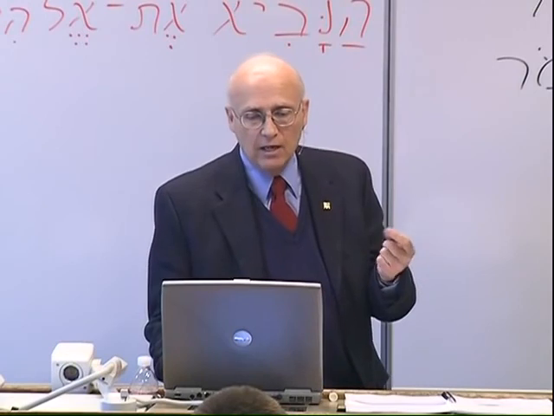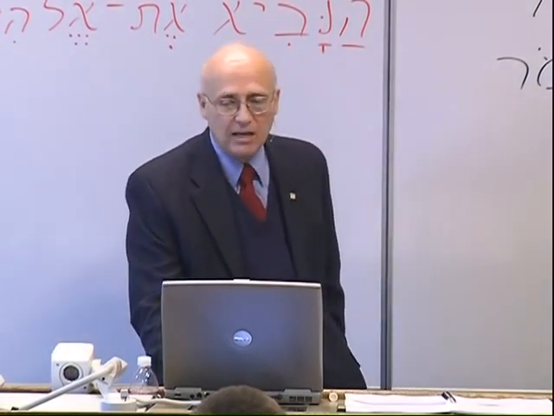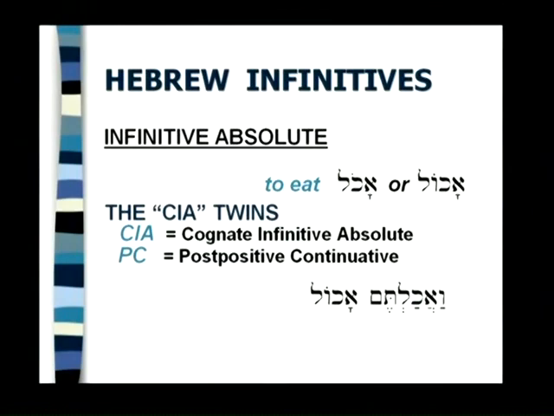All right? The other one is the PC, post-positive continuous. And it's like this. Achaltem is the Qal perfect, second masculine plural of akal, followed by the Qal infinitive absolute akol, means, and you shall keep on eating. That's why it's post-positive continuous. Post, after, positive, position. Pre-positive, before, pre, positive, position. So the shamor, the infinitive absolute before, is intensive. The infinitive absolute following the cognate verb is continuous.